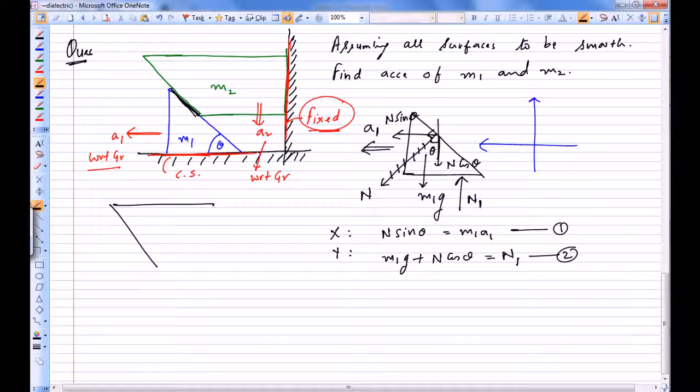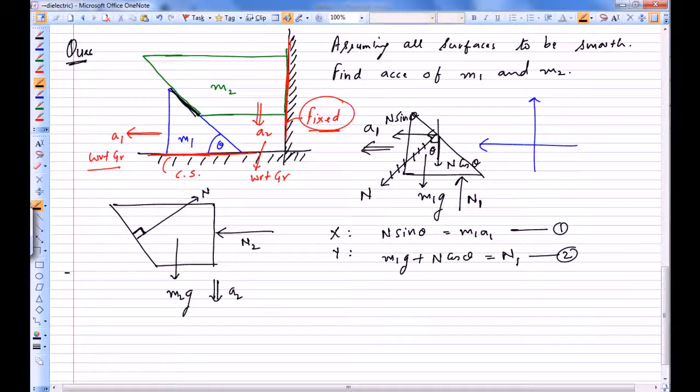Now draw the FBD of mass m2. So there is force m2g acting vertically downwards. This normal is going to act in this particular direction. This is your normal reaction due to mass m1 on m2, and there is another normal reaction from the wall. It's going to be, say, n2. Acceleration of this mass m2 is vertically downwards, a2.